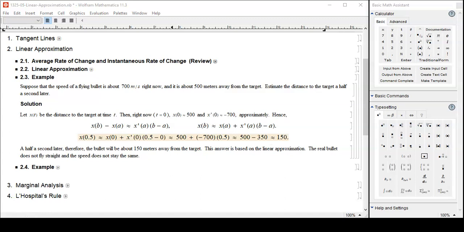A bit of a warning, this is not a precise computation. This is by linear approximation. The real bullet does not fly straight. It goes down a little bit because it is affected by air resistance and also gravity. And also, the speed does not stay the same. It goes down a little bit as time goes on because of the air resistance. This is just a linear approximation.